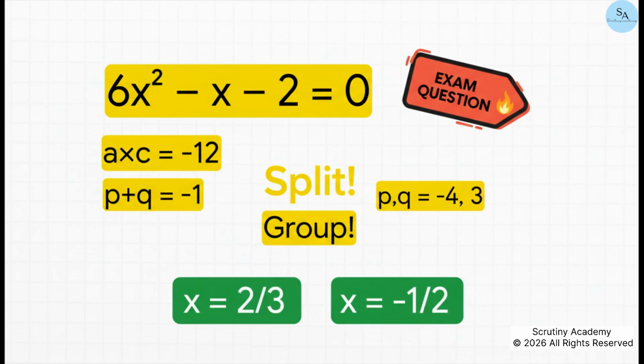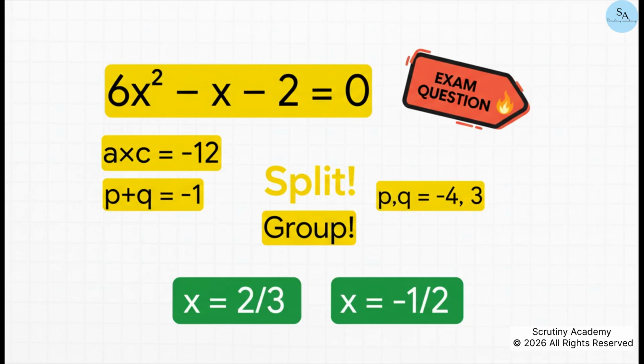Okay, let's level up. Let's try a tougher one, the kind you might actually see on an exam paper. Now, for 6x squared minus x minus 2, it might look complicated, but the process is exactly the same. Your a times c is 6 times -2, so that's -12, and p plus q has to be -1. Think about it. What two numbers work?